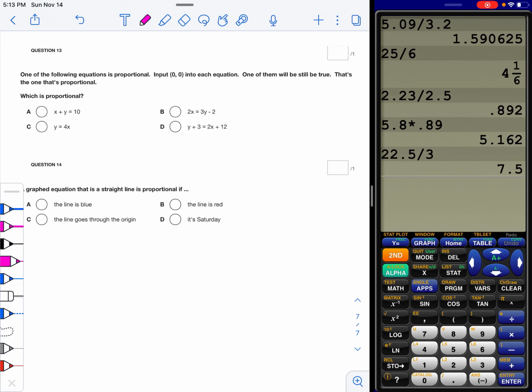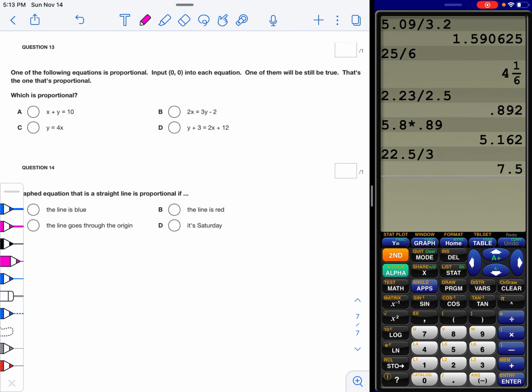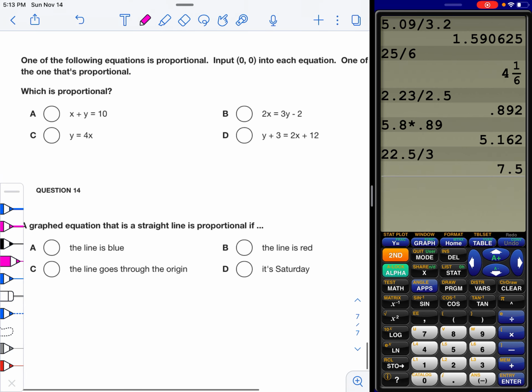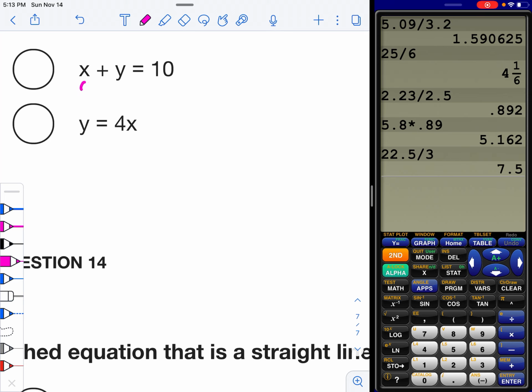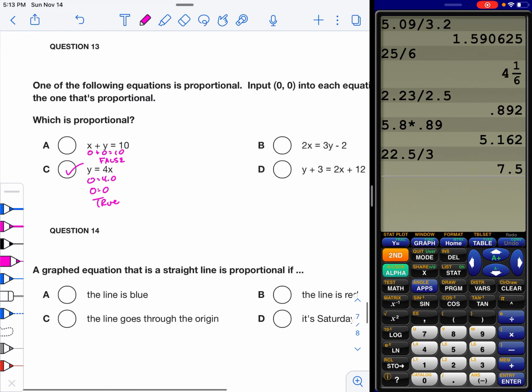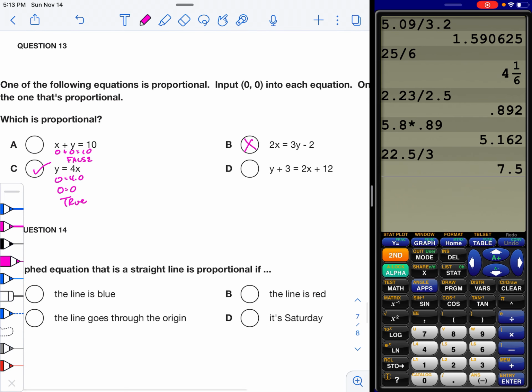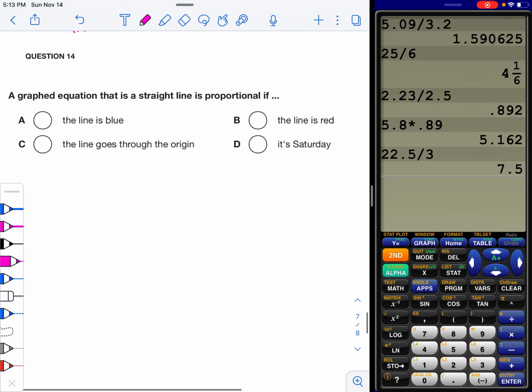And 2 more to go. One of the following equations is proportional. Input 0, 0 into the equation. We've seen this a number of times. I was just worried that you wouldn't be able to do it, so I'm going to put some more zeros in. 0 plus 0 equals 10. At this point, you probably know this is going to be false. 0 equals 4 times 0. Hey, that's true. All right, so 0 equals 4y is the one that's proportional. That means these would not be, because you can't have more than one answer.